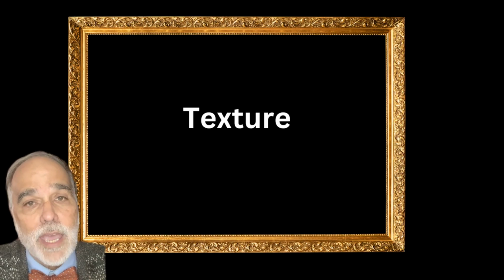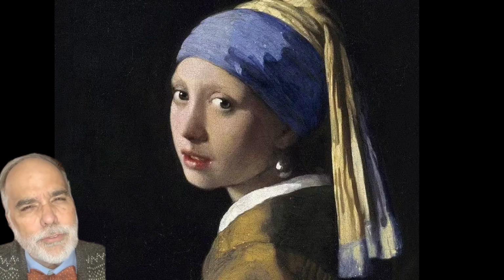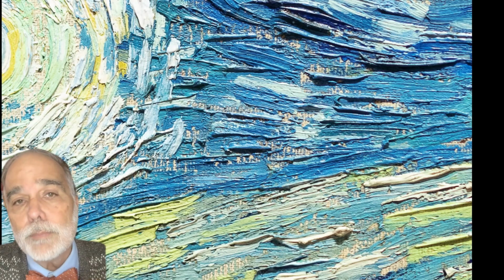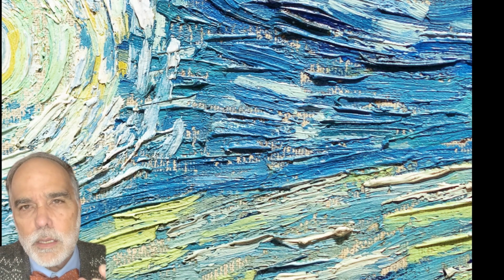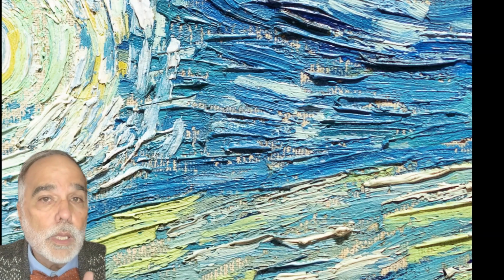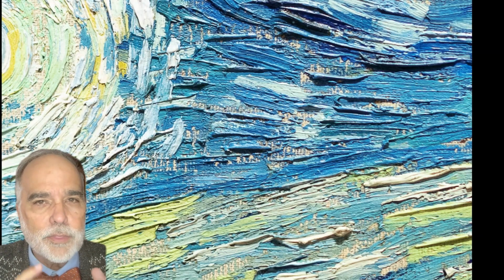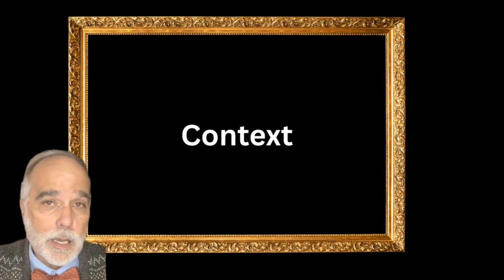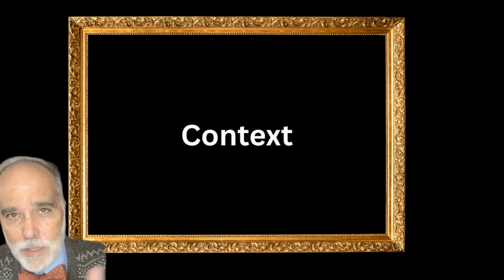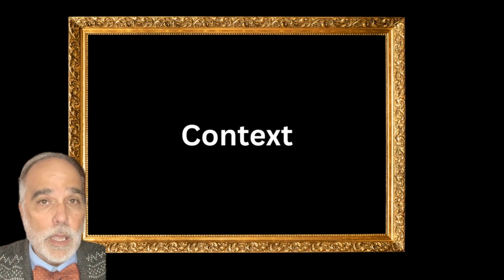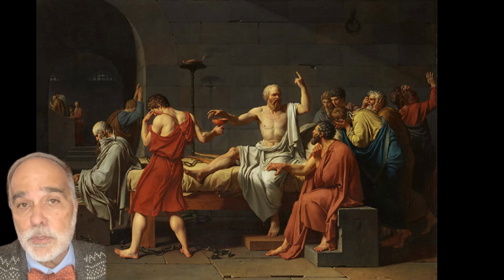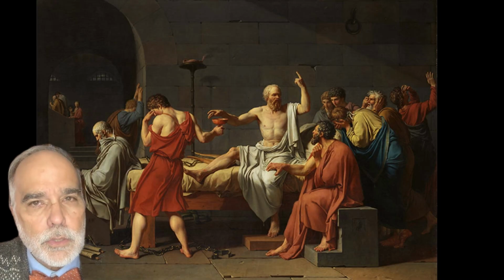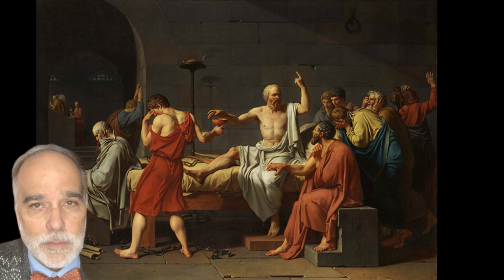Number five is texture. Is the surface smooth, or is it rough with thick brushstrokes like Van Gogh, where you can almost feel the hand of the artist? And then finally is context. Who made the art? Who paid for it? And what was happening historically at the time and place it was created? Context turns images into voices.